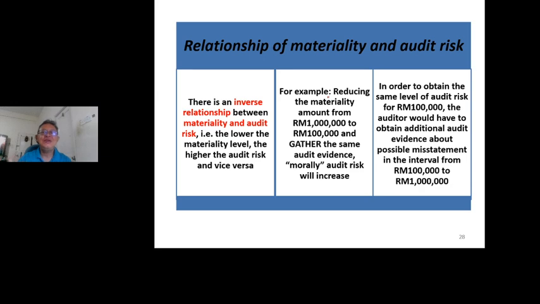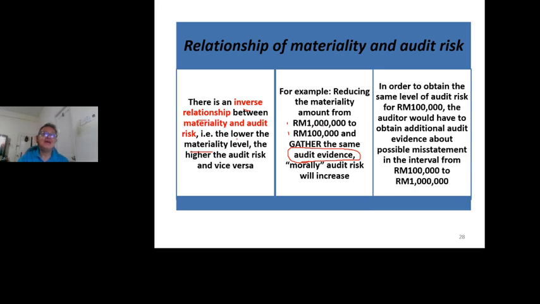A low level of materiality will give you a high level of audit risk. There is an inverse relationship between materiality and audit risk, meaning the lower the materiality level, the higher the audit risk, and vice versa. For example, reducing the materiality amount from 1 million to 100,000 and gathering the same audit evidence.